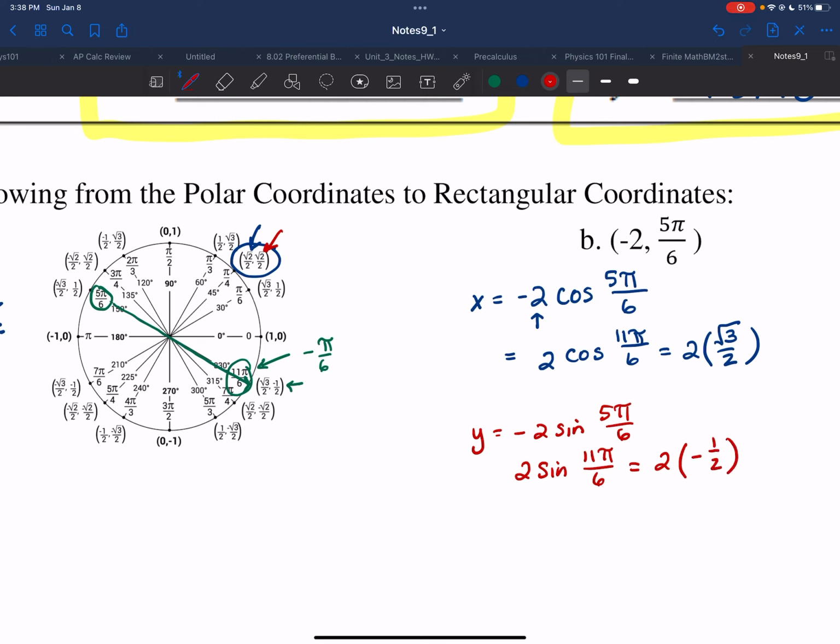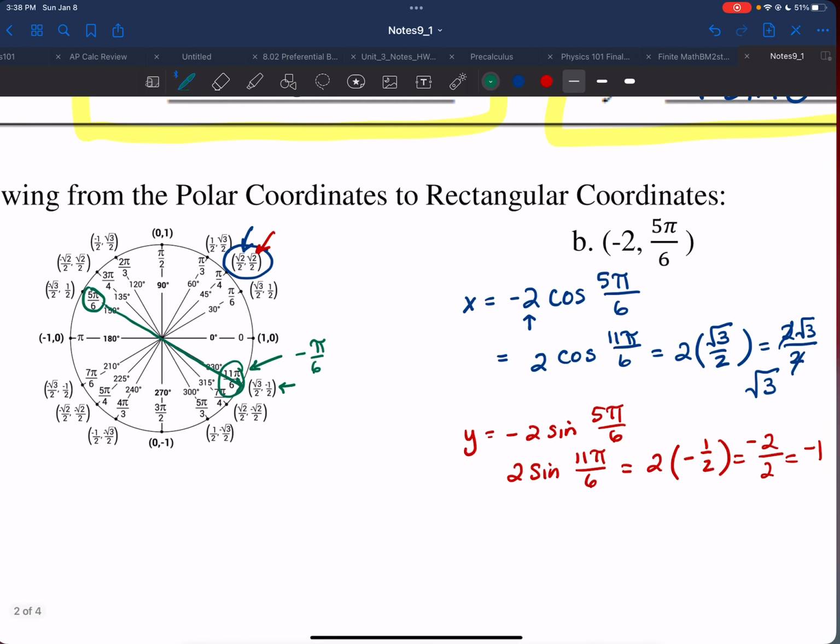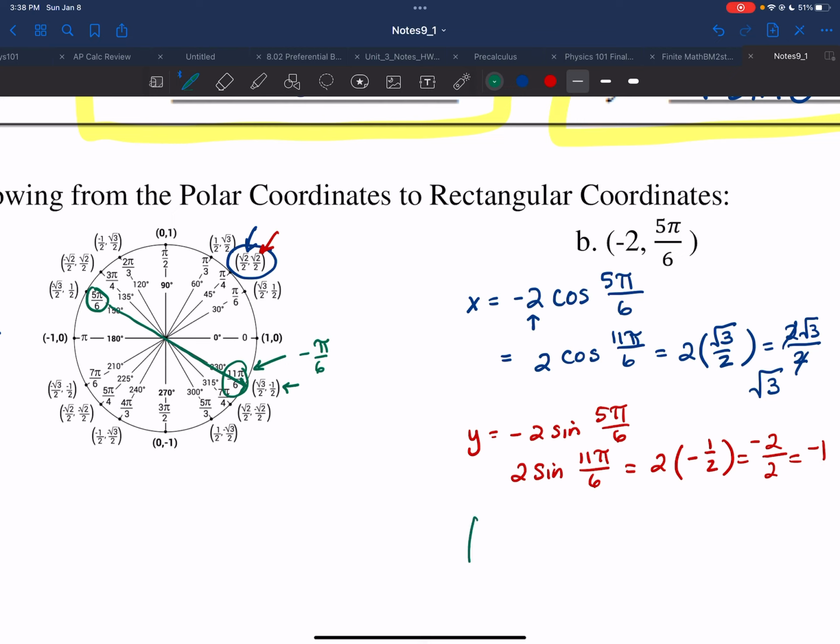Okay, so when I do that, it's the equivalent of negative 2 over 2, which is negative 1. And then if I solve for my x value, that's 2 root 3 over 2, where those 2's cancel out, so I just have root 3. So my value here would be root 3, comma, negative 1.